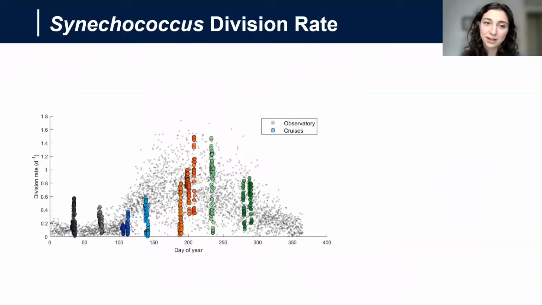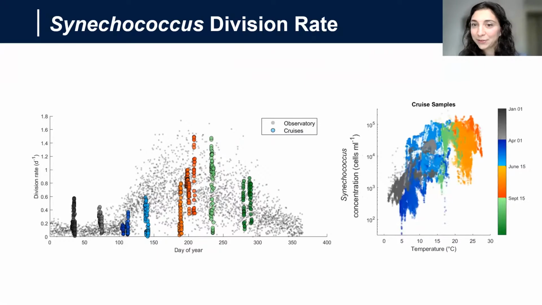And here's that same data just plotted over time against the day of the year. So you can see the colored dots are the cruise data. They come in these bars because it's just short windows of time. And the gray dots are the observatory division rate estimates. So we have some higher division rates offshore in the winter and early spring. But as the waters warm up and the division rate is increasing further inshore, it's kind of a delayed increase offshore. So we're not seeing those maximum division rates until later in the summer for the offshore population.